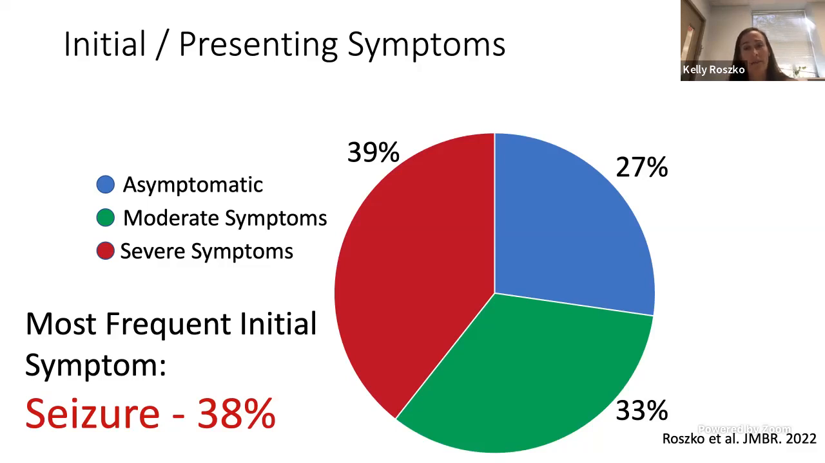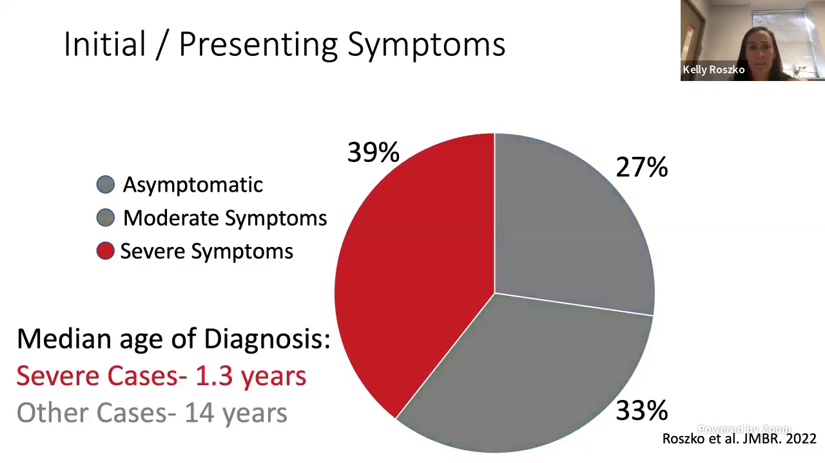It's a very severe symptom and can be life-threatening. So I think really what we've found from this literature search is that we need to strive to diagnose these patients before they have these severe presentations. The median age of diagnosis varied significantly, with severe cases being diagnosed at a median of 1.3 years of age, but other cases at a median of 14 years. So you can see that, again, the severity really does matter as far as age of diagnosis goes.